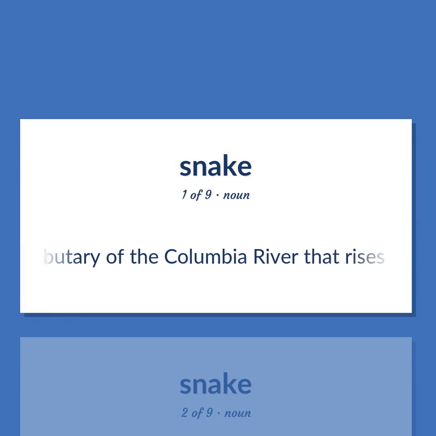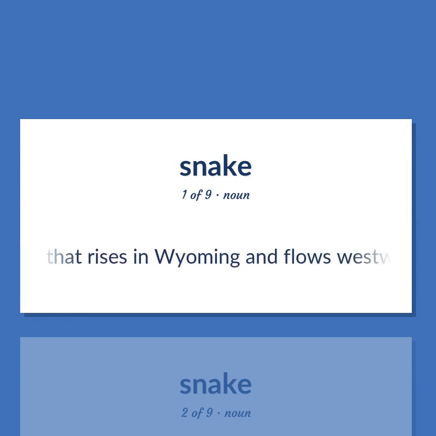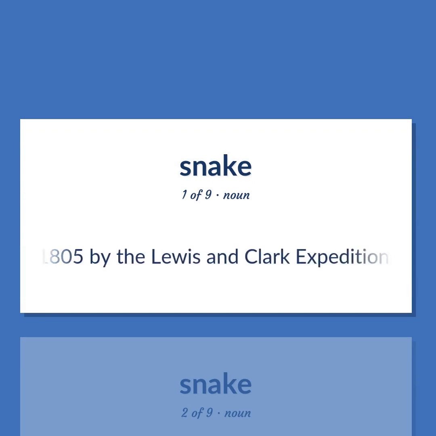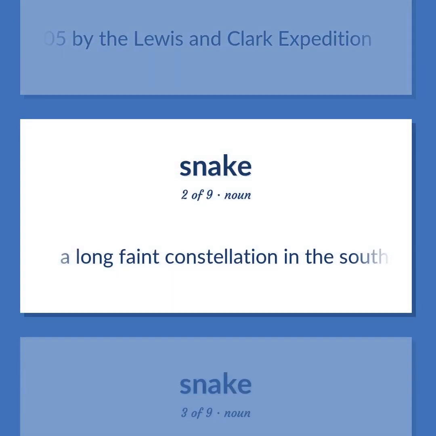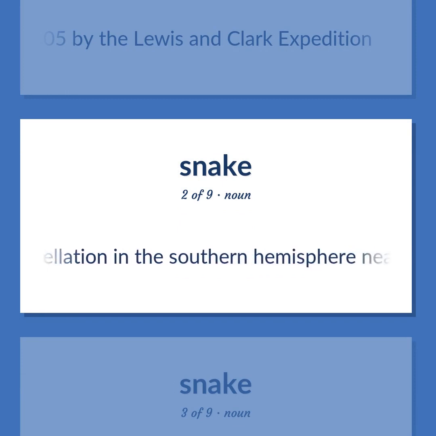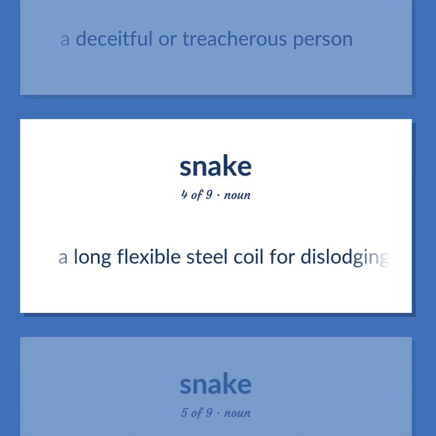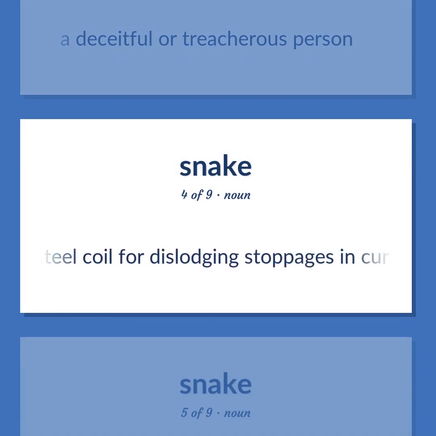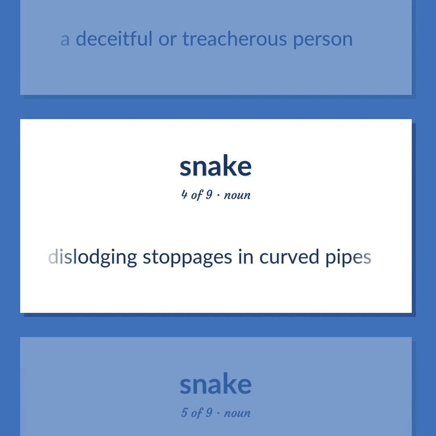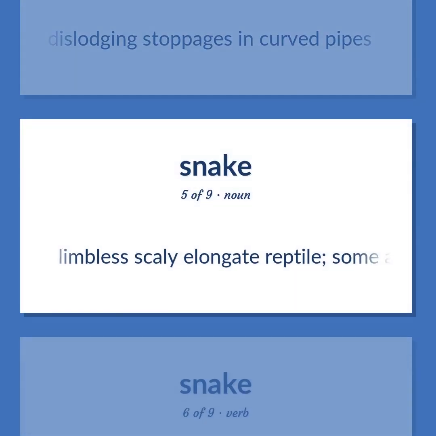A tributary of the Columbia River that rises in Wyoming and flows westward, discovered in 1805 by the Lewis and Clark expedition. A long faint constellation in the southern hemisphere near the equator stretching between Virgo and Cancer. A deceitful or treacherous person. A long flexible steel coil for dislodging stoppages in curved pipes. Limbless scaly elongate reptile, some are venomous.